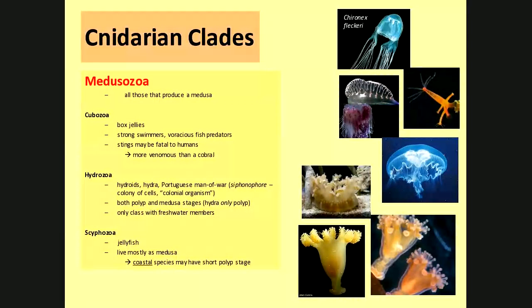There are the Cubozoa, which are the box jellies, very strong swimmers. Chironex fleckeri in the upper right, that's the box jelly. Their stings on some species are fatal to human beings, more venomous than a cobra. They live in Australia, the ones that are that way. There are box jellies in other parts of the world, but the ones in Australia are known for being some of the most venomous in the world.